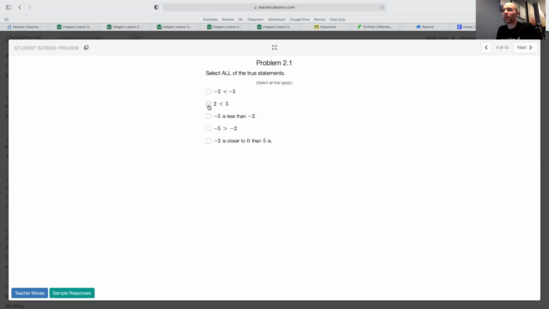2 is less than 5. That one is true. Negative 5 is less than negative 2. That is true because negative 5 is further to the left. Negative 5 is greater than negative 2. Not true. And negative 2 is closer to 0 than 5 is. That is true. Negative 2 is only 2 spaces away from 0, while 5 is 5 spaces away.